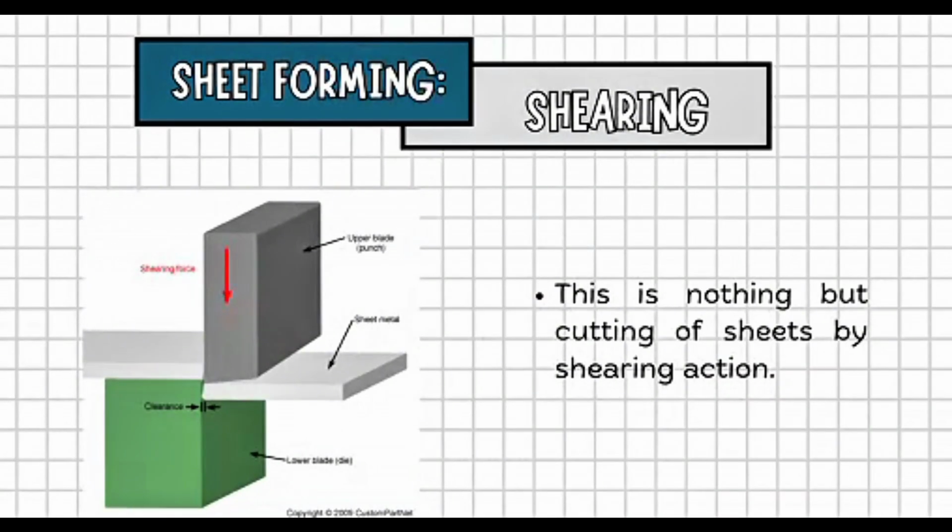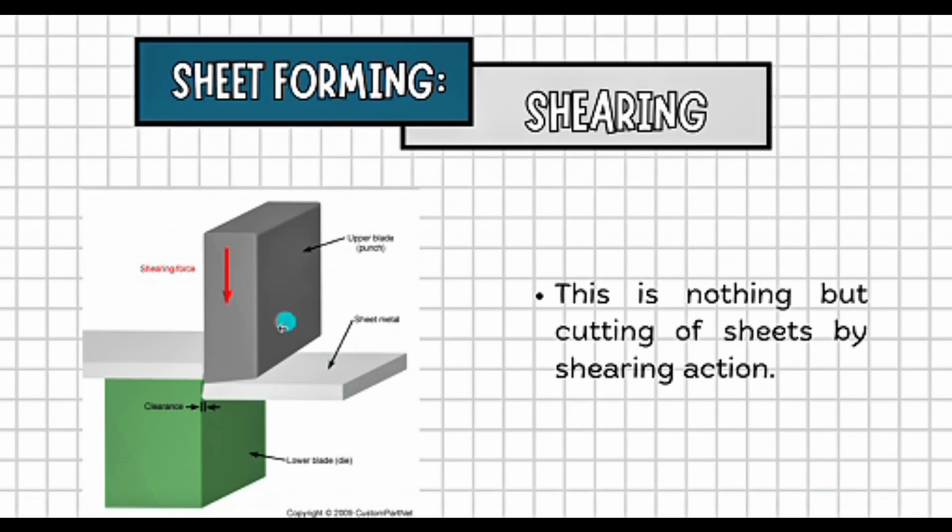So, last is the shearing. So this operation is a sheet metal cutting along a straight line between two cutting edges by means of a power shear.